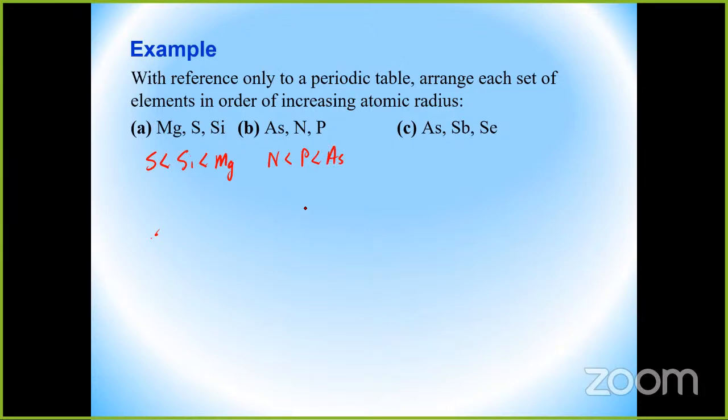Okay, and then the last one, C. Now in this case, they're not all in the same group and they're not all in the same period, right? You're given arsenic, antimony, and selenium, right? So let me see where, okay, arsenic is there, selenium is next to it to the right, and antimony is below it. So which of these would be the smallest? Remember, you're starting from the smallest to the largest. Selenium, followed by? Yes. And then antimony. Very good. And that's how you do that.